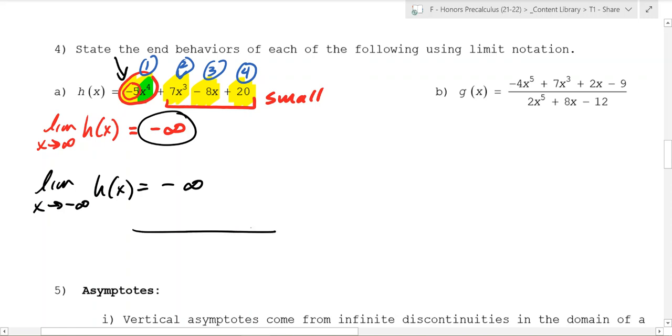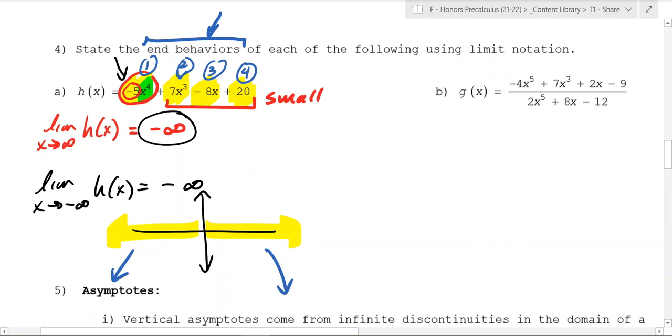So what you know is that if you graph this, as x goes to the right, the function is going to go down, and as x goes to the left, the function is going to go down. That's just the end behavior. Remember, this isn't exact, it's just the end behavior.